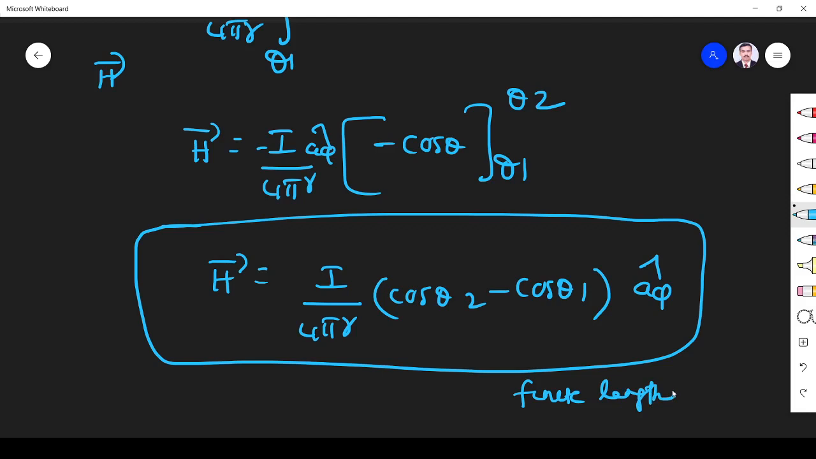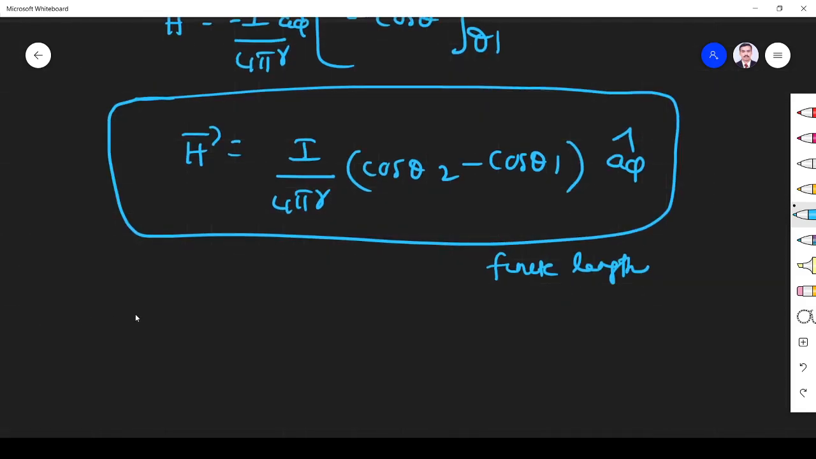Suppose in the exam they ask up to this, you stop here. If they ask infinite length, you find that. Or semi-infinite, you find that only, right? Okay, next what we have to do? We have to find for semi-infinite length. So what is the magnetic field due to semi-infinite length?